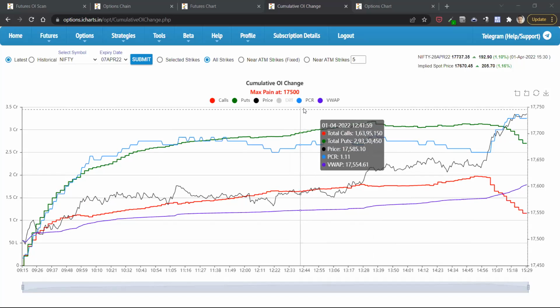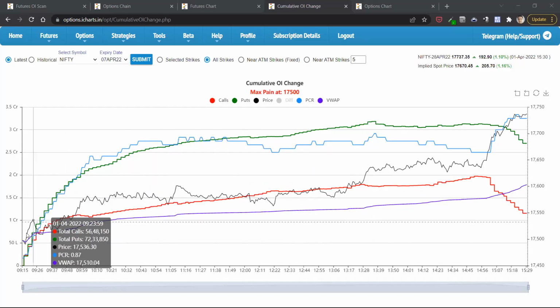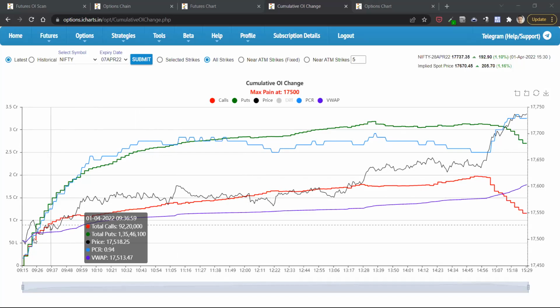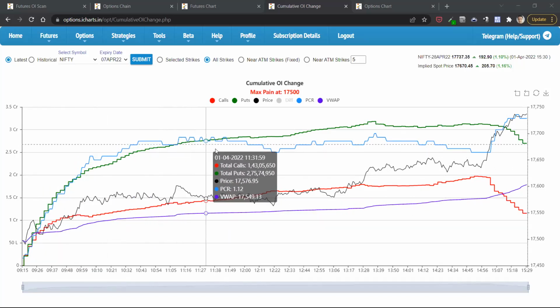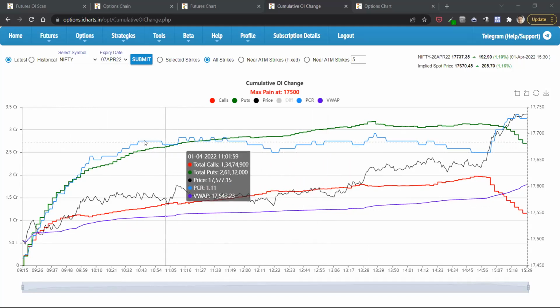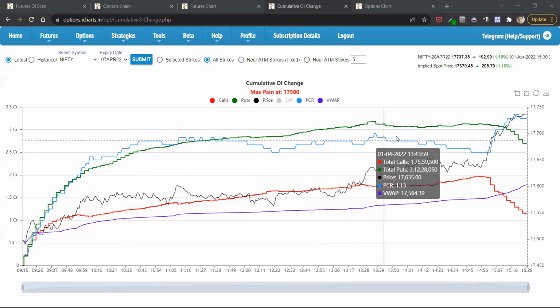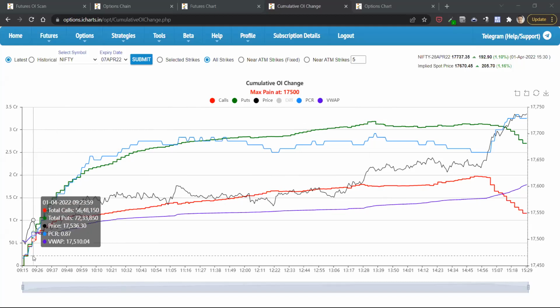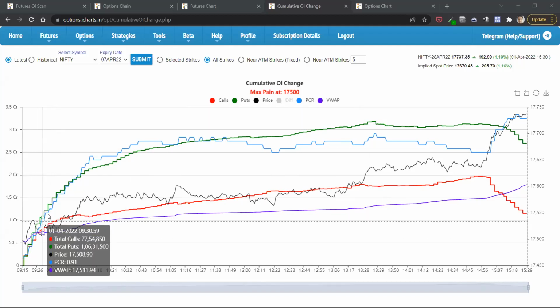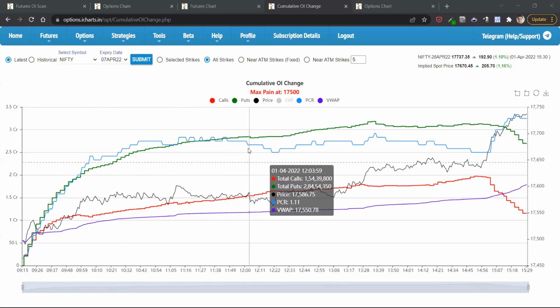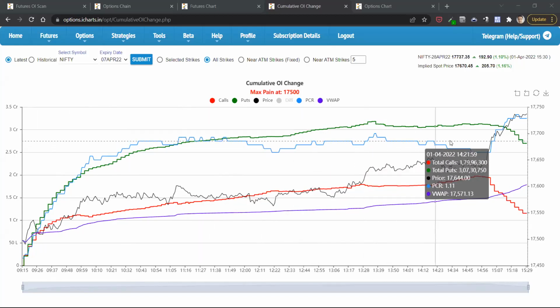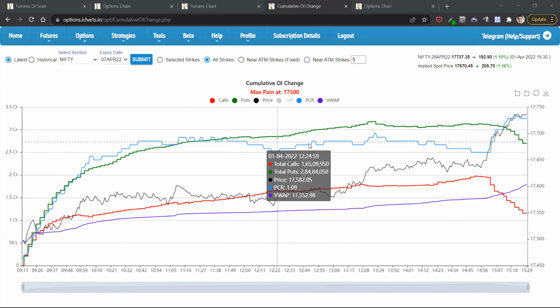So here you can take a look at PCR. You can keep an eye on PCR also. How it goes, the direction of PCR, is going to give you a good idea of the direction of the trend. So once this goes flat, it means indecision. Since the start of the morning, it quickly trended up. After that, it went flat. So from here, it was mostly flat.